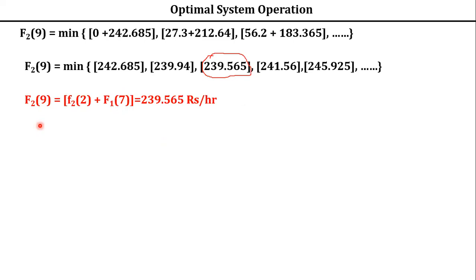So F1 we have completed, F2 of 9 we have completed. For 9 megawatt, 2 units we have completed, F1 and F2. What are the units left out? 3 and 4. So you have to find out F3 of 9 and F4 of 9, on the same lines. You should calculate it.